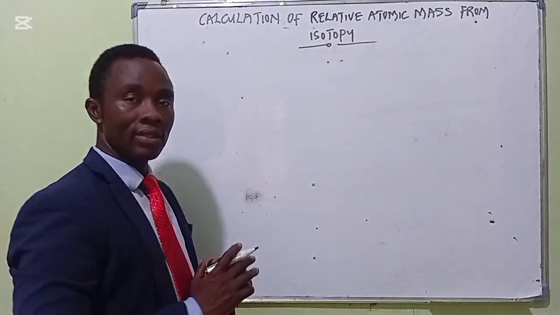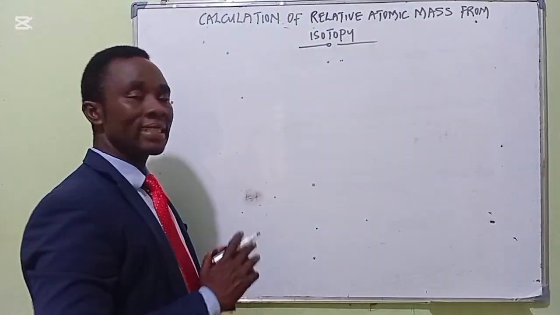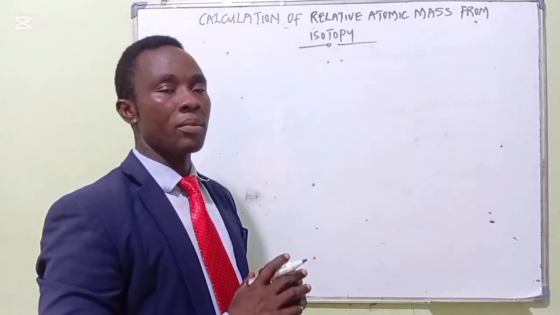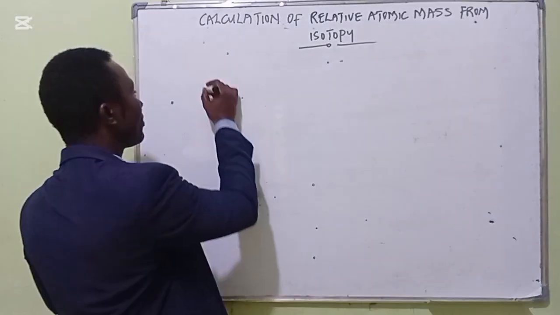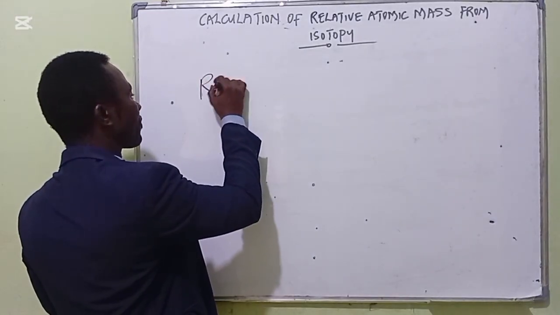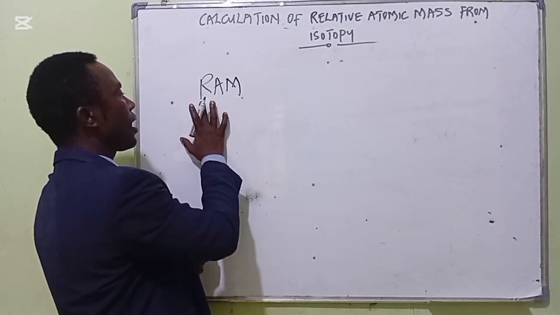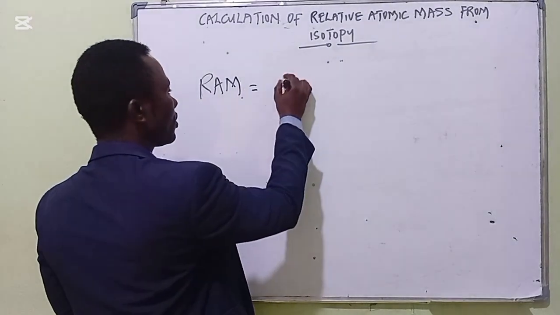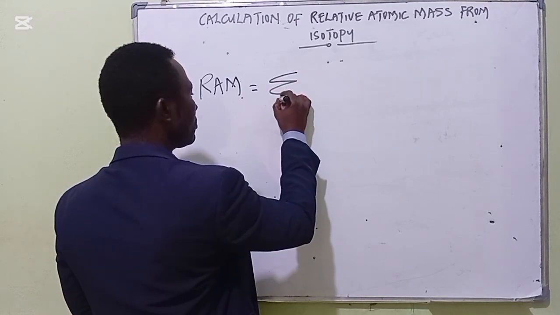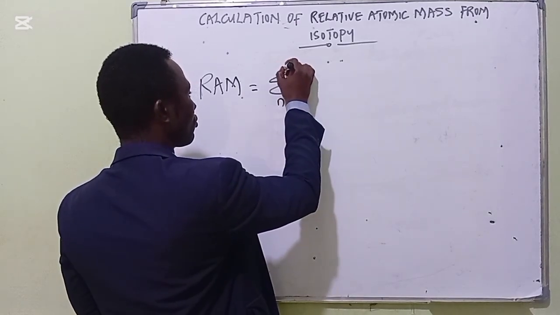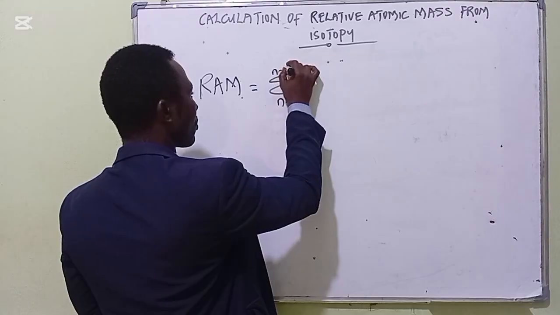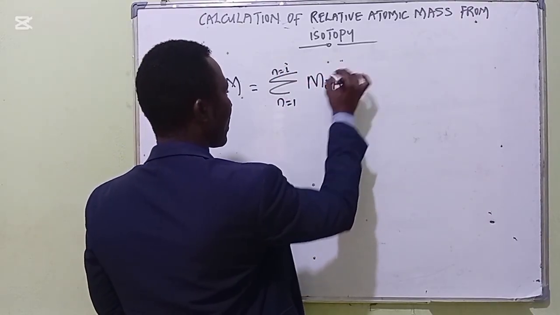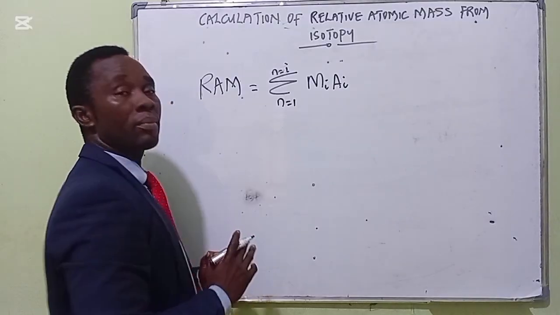Now, having learned this, how do we calculate relative atomic mass? We have a formula we can use to calculate the relative atomic mass of elements. Now, the relative atomic mass of elements, I'm taking it to be RAM, relative atomic mass, can be given as summation from n equals 1 to n equals I of MI AI. Now, what do I mean by that?